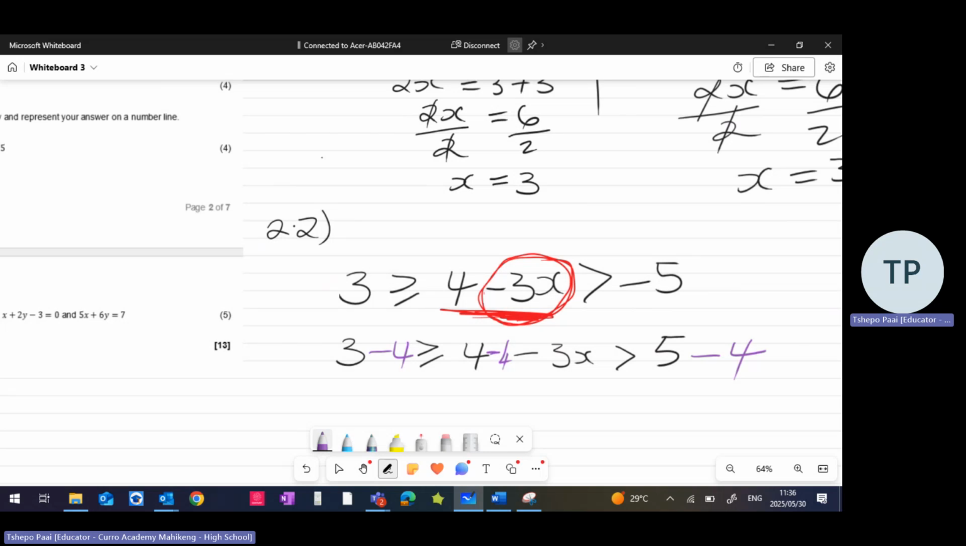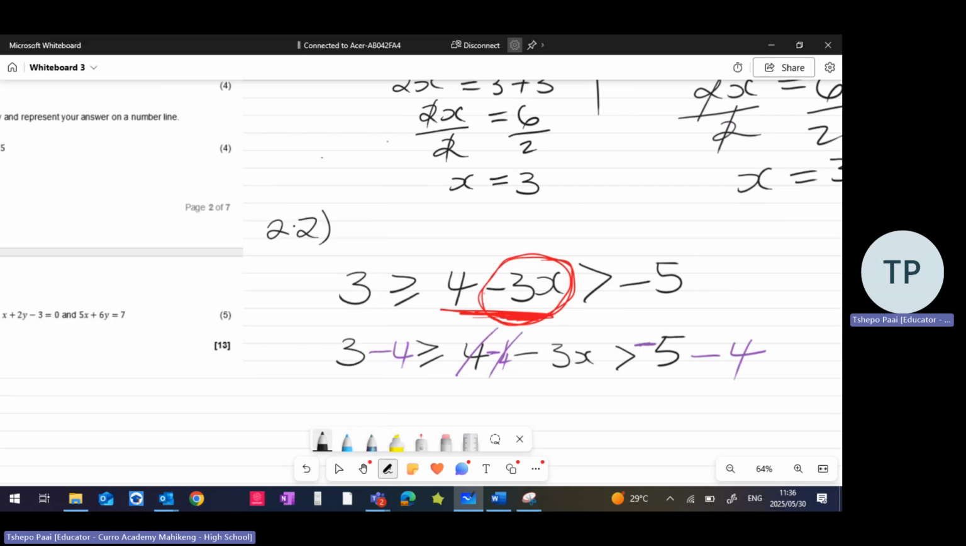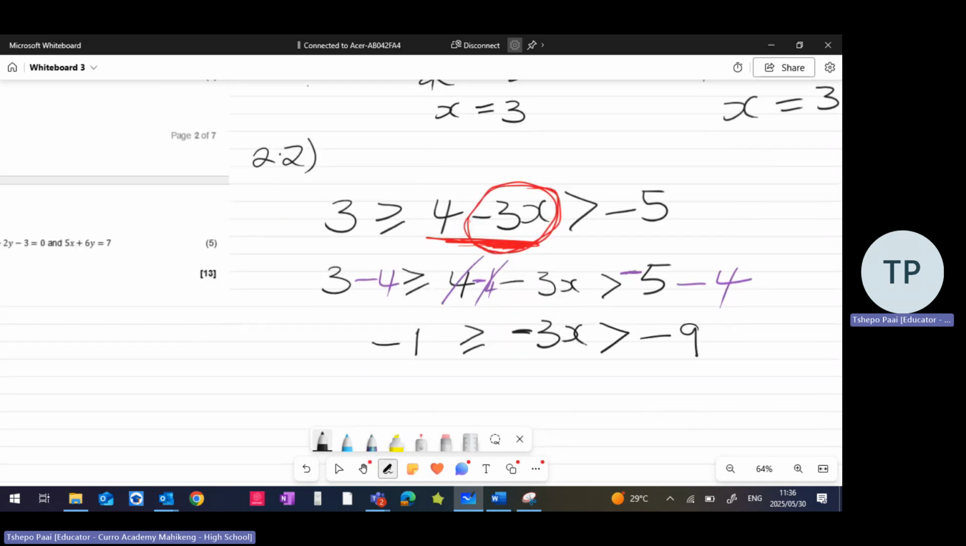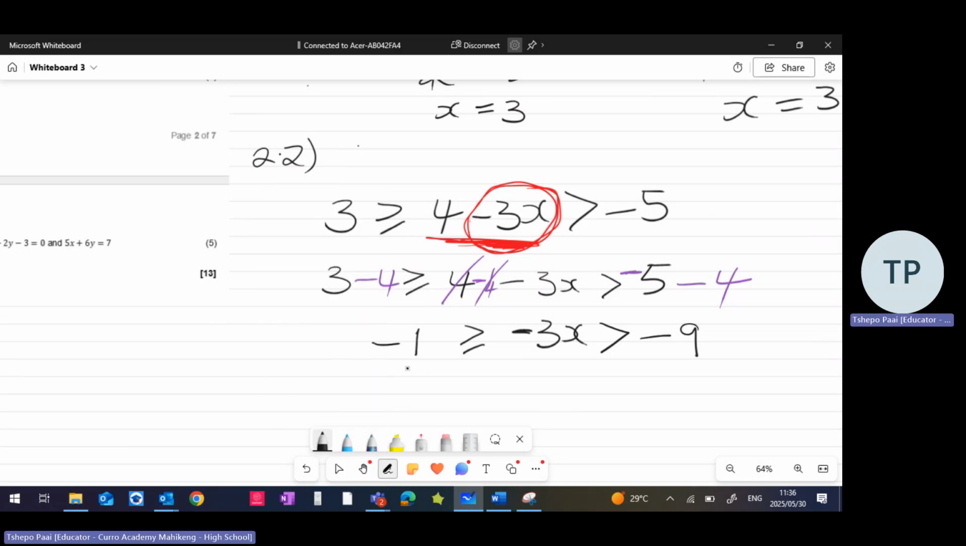We subtract 4. Why are we subtracting? Okay, this 5 is negative. Why are we subtracting 4? So that 4 minus 4 can give us 0. Now, what are we left with here? In the middle, let us focus again in the middle there. We have minus 3x greater than minus 5 minus 4 is minus 9. Less than or equal to 3 minus 4 is negative 1. The next step, what am I going to do there? Now I have to get rid of this minus 3. Let me use a different color.